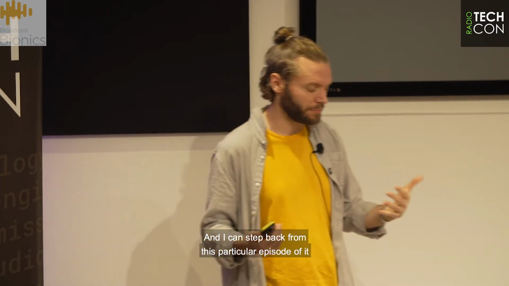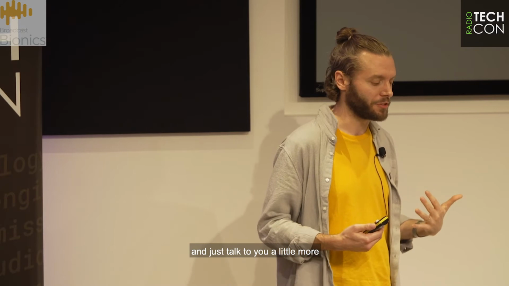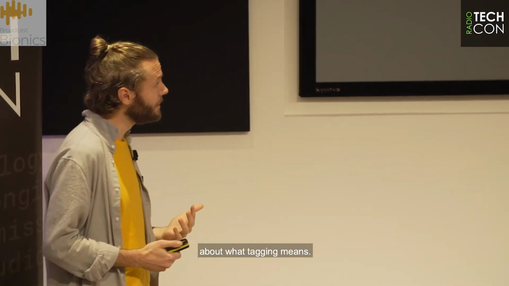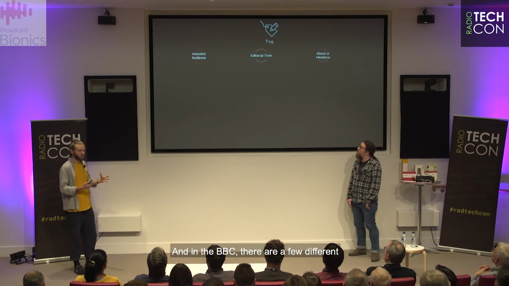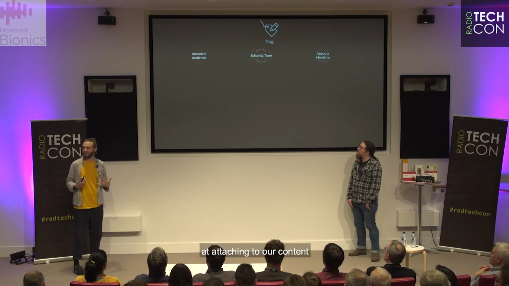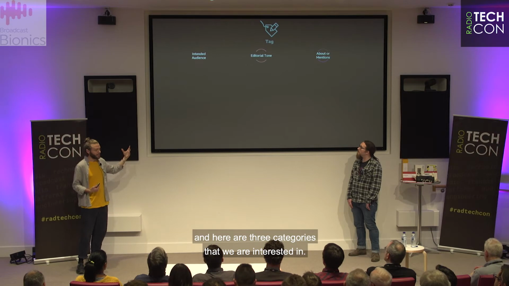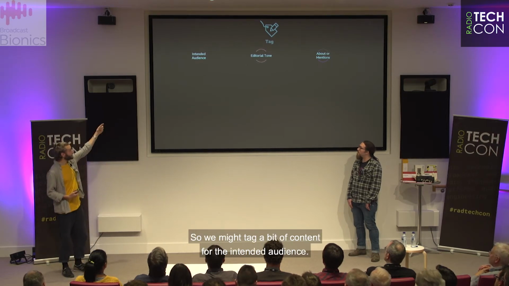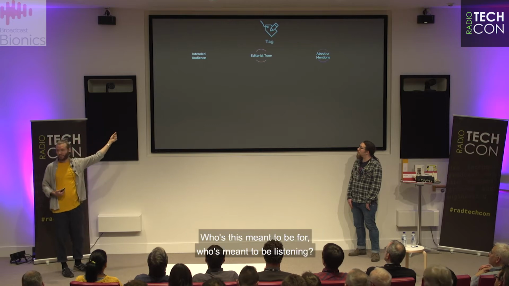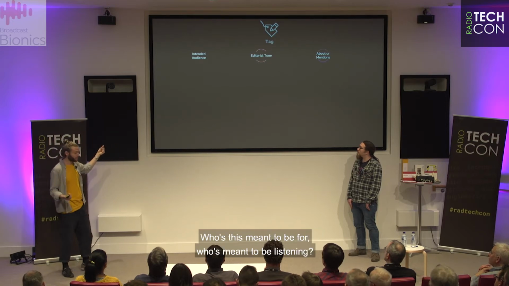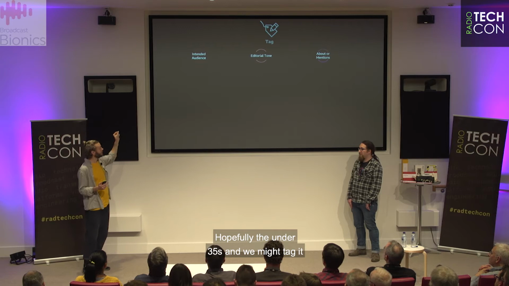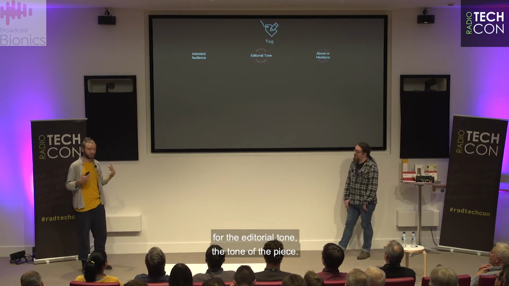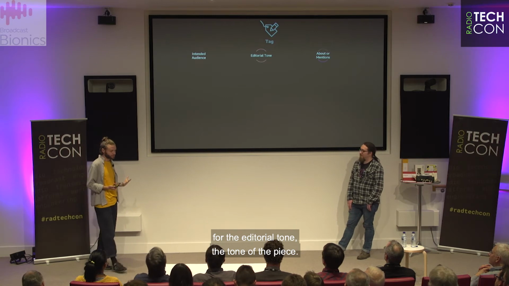And I can step back from this particular episode a bit and just talk to you a little more about what tagging means. In the BBC, there are a few different types of tags that we are looking at attaching to our content. And here are 3 categories that we're interested in. So we might tag a bit of content for the intended audience. Who's this meant to be for? Who's meant to be listening? Hopefully the under 35s. And we might tag it for the editorial tone, the tone of the piece.